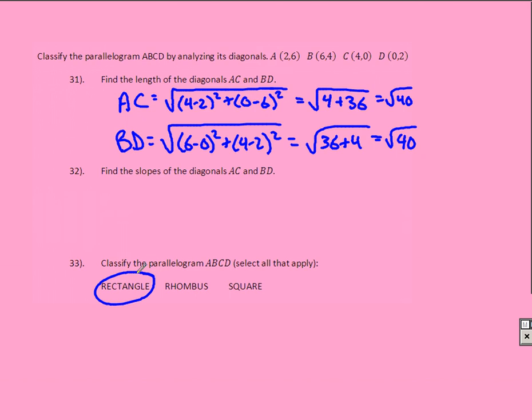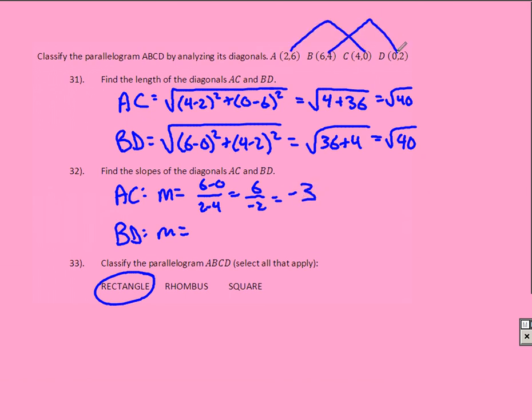Now, looking at slopes, if I look at AC slope, and then BD slope. With AC, I'm going to subtract the y's on the top. So 6 minus 0, and then I have to do 2 minus 4 on the bottom. 6 over negative 2, which gives me a negative 3 for that one. Remember, we're doing the slope mountains here that some of you like to make.